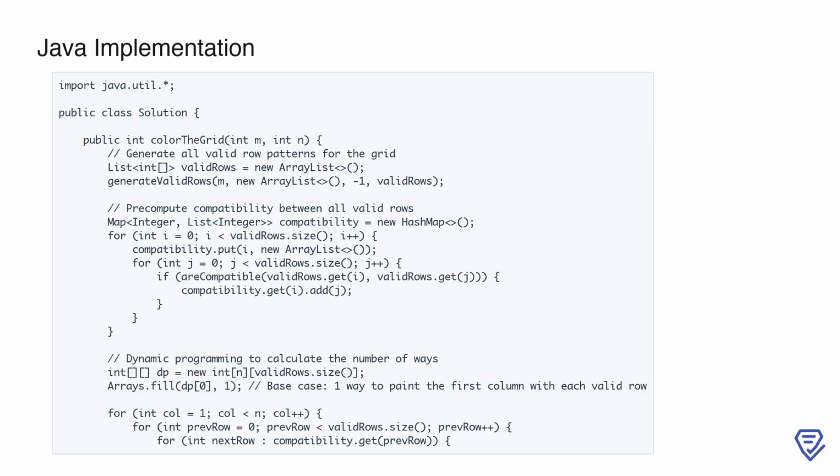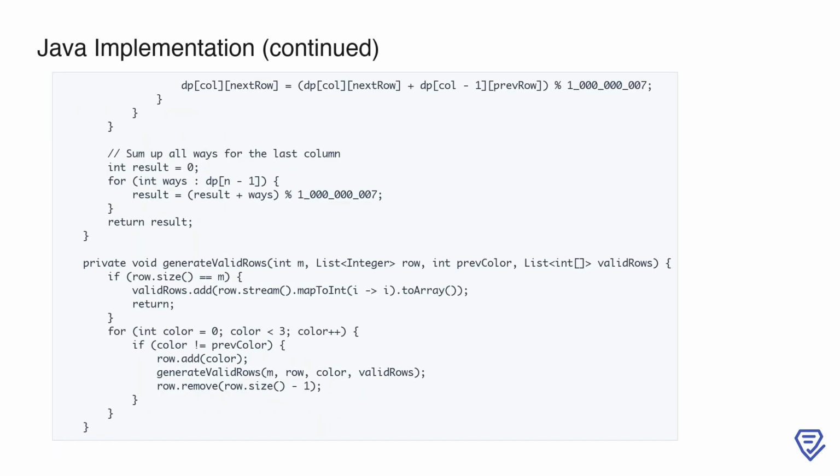Finally, we set up the dynamic programming table, dp[col][row], which holds the number of ways to paint up to the col-th column with the row-th valid row at the top. The base case initializes the first column with one way for each valid row, as there are no previous columns to consider. Now, the dynamic programming logic iterates through each column starting from the second.